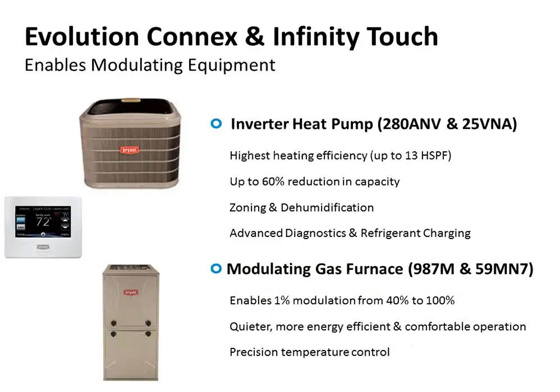All right, so there are some Carrier and Bryant equipment that you actually have to use this stat with, and you don't have a choice. That is the equipment that is modulating in capacity. So on the heat pump side, there's a heat pump with a variable speed inverter compressor for both Carrier and Bryant. That heat pump, which is the green speed or the extreme, those ones have to be used with this stat. And then on the furnace side, the ones that have modulating gas valves have to use this particular stat as well.